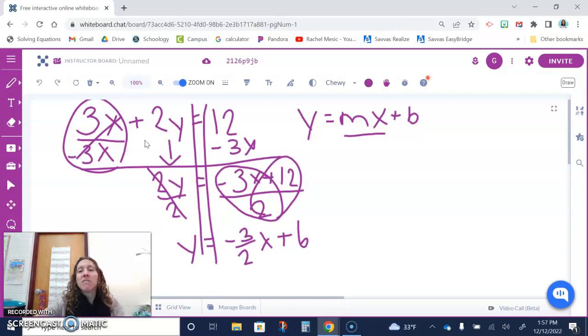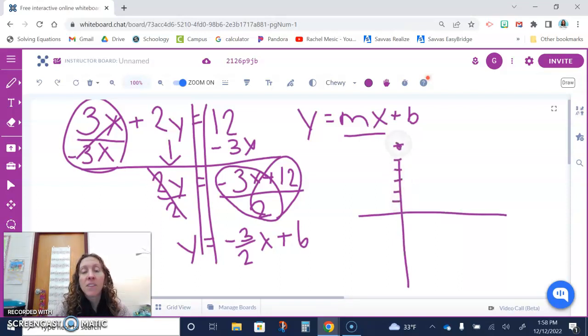The next step is to figure out where the y-intercept would be. 1, 2, 3, 4, 5, 6. So up here. And then according to the slope, we will go down 3 over 2. So we're going to go down 3 over 2. So our next dot would be about right here.